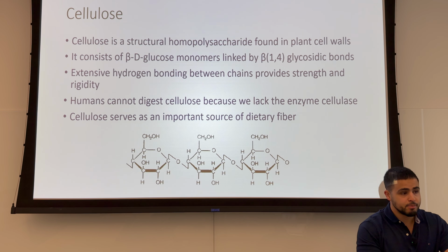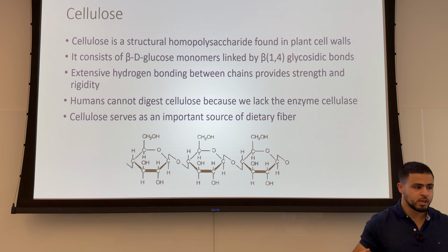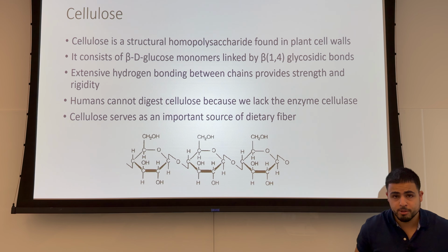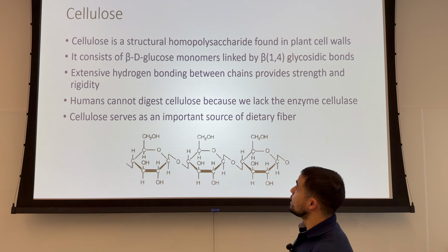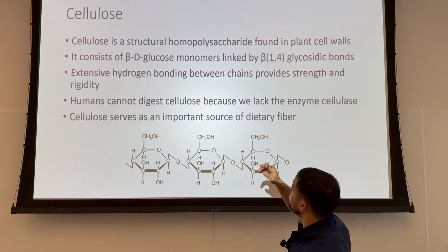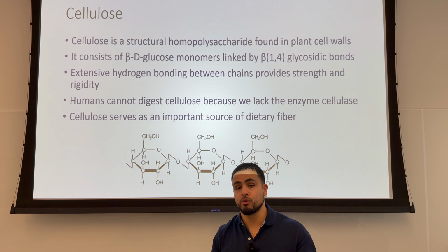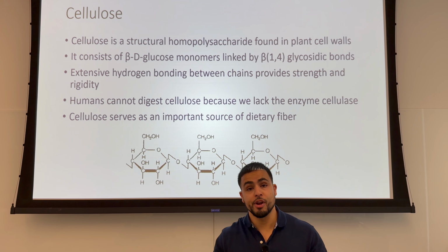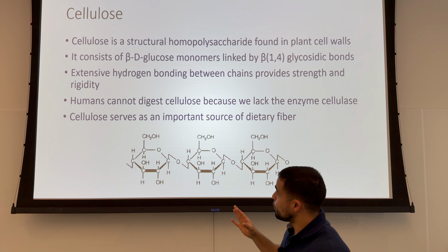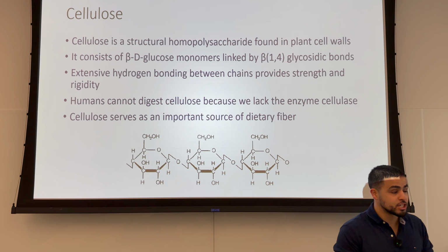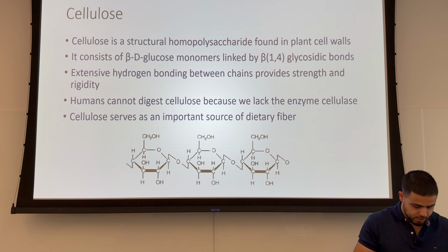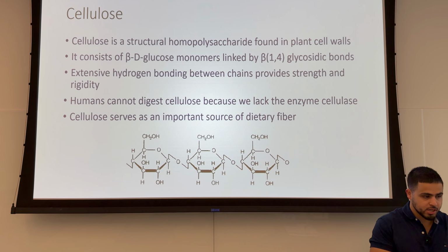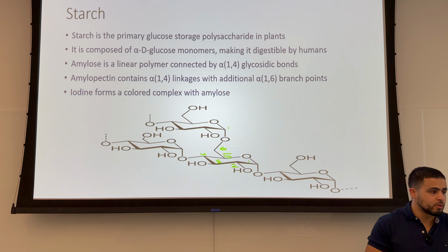Now, this, again, because it's a structural polysaccharide, demonstrates high levels of hydrogen bonding to provide strength and rigidity. Notably, humans cannot digest this sort of polysaccharide, and that's because of the beta 1,4 glycosidic bonds. So as we'll see later, when it's an alpha 1,4 glycosidic bond, we are capable of digesting it. So humans cannot digest this. So it actually serves as a dietary fiber. So you won't be able to derive nutrients from it, but it'll help you with digestion because of the dietary fibers in it.